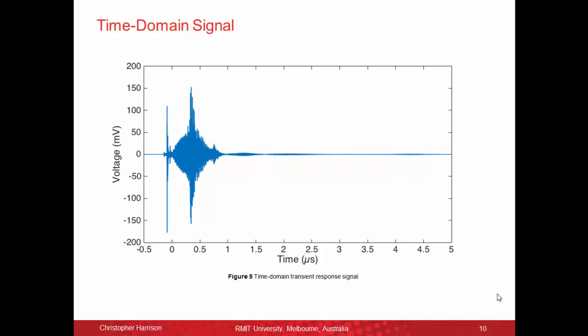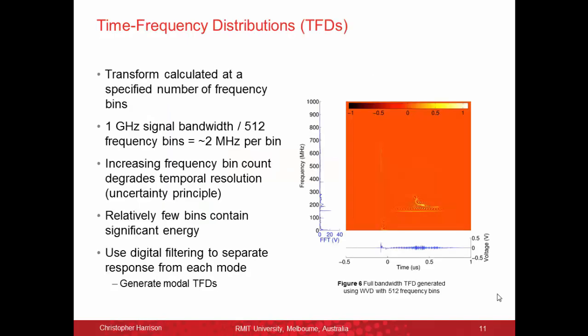And if you take that signal and transform it to the time frequency domain, you don't get a whole lot that's useful. It's similar to doing an FFT on it. Our original signal's bandwidth from the scope is a gigahertz. We calculate the time frequency at a discrete number of bins that you pick, and we end up with a pretty crummy resolution.